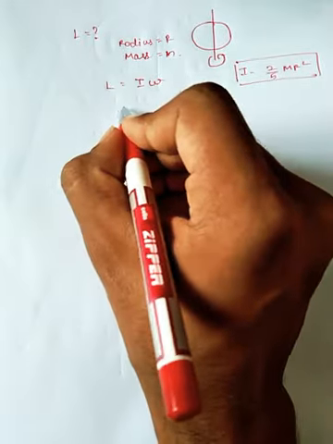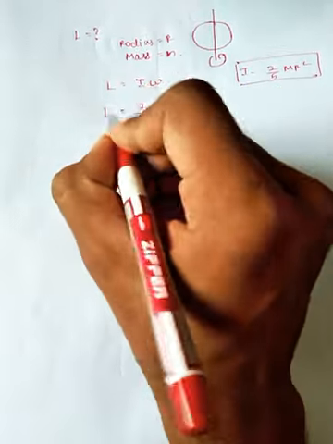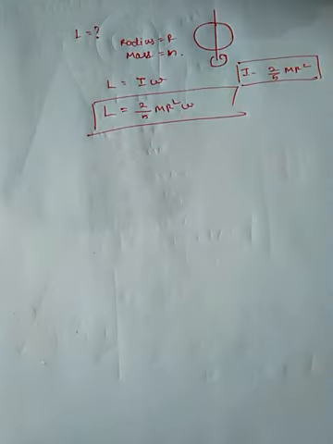So I'm going to apply it here: 2 by 5 m r square into omega. That's all, we just found the answer for this question. It's a simple question. It's never going to be asked in your NEET, but for board purposes I have given this. You may get some idea about it.